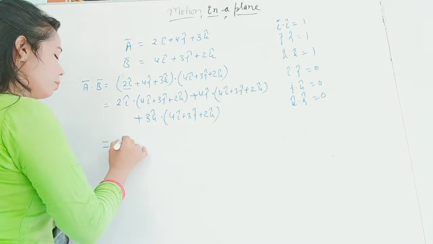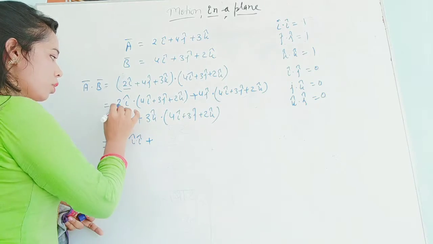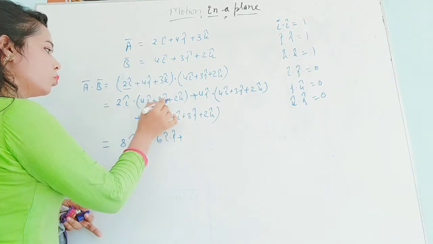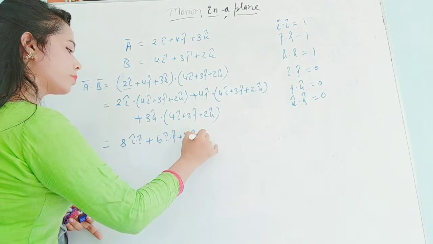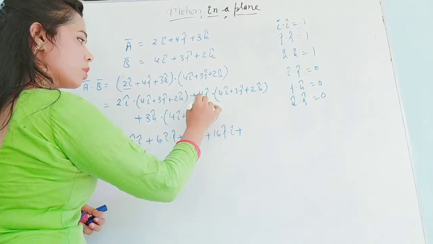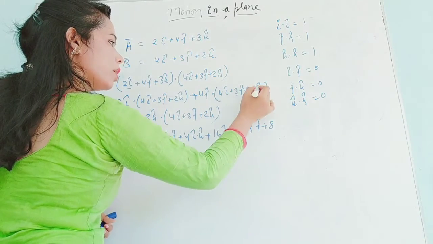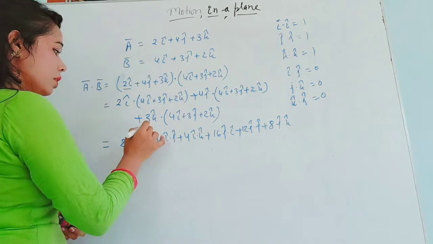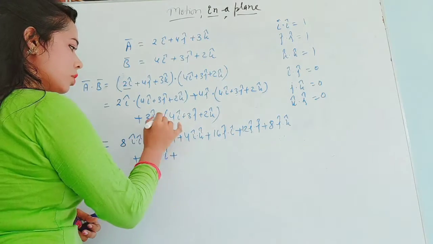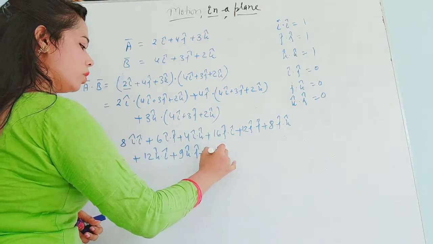Okay. So 4 into 2, that will be 8, I dot I. Plus 2 into 3, 6 I dot j, plus 2 into 2, 4 I dot k, plus 4 into 4, 16 j dot I, plus 4 into 3, 12 j dot j, plus 4 into 2, 8 j dot k, plus 3 into 4, that is 12 k dot I, plus 3 into 3, 9 k dot j, then again plus 3 into 2, that is 6 k dot k.